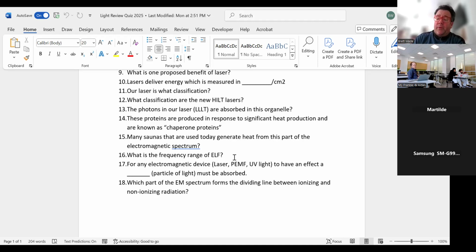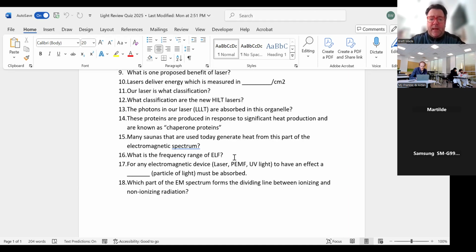Saunas are actually a therapeutic form of heat as well, and they can generate and deliver heat, radiating heat quite deeply in some cases. And most saunas are going to be in the far infrared part of the electromagnetic spectrum. So far infrared. Switching to a very, very low part of the spectrum, which is called ELF, that's 3 to 300 hertz. So this is very low frequency. 3 to 300 hertz, that's for number 16.